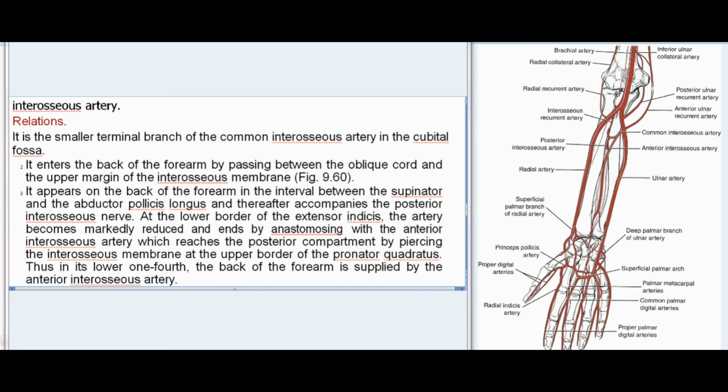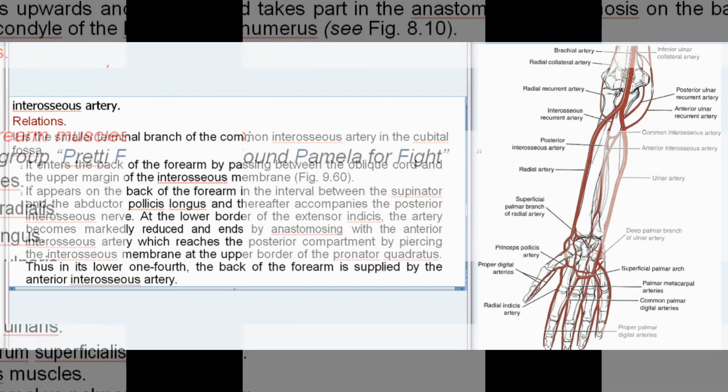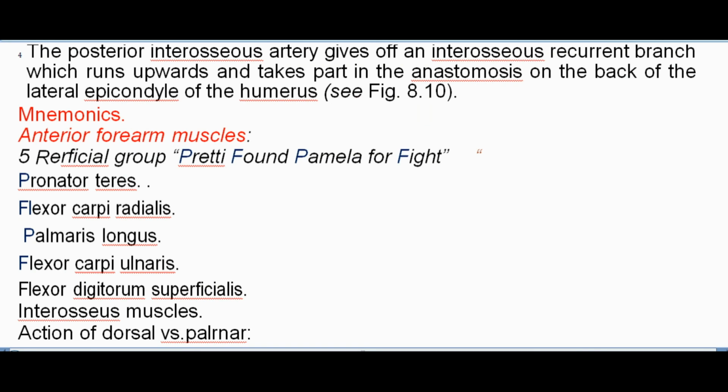At the lower border of the extensor indicis, the artery becomes markedly reduced and ends by anastomosing with the anterior interosseous artery, which reaches the posterior compartment by piercing the interosseous membrane at the upper border of the pronator quadratus. Thus in its lower one-fourth, the back of the forearm is supplied by the anterior interosseous artery. 4. The posterior interosseous artery gives off an interosseous recurrent branch which runs upwards and takes part in the anastomosis on the back of the lateral epicondyle of the humerus, see Fig 8.10.